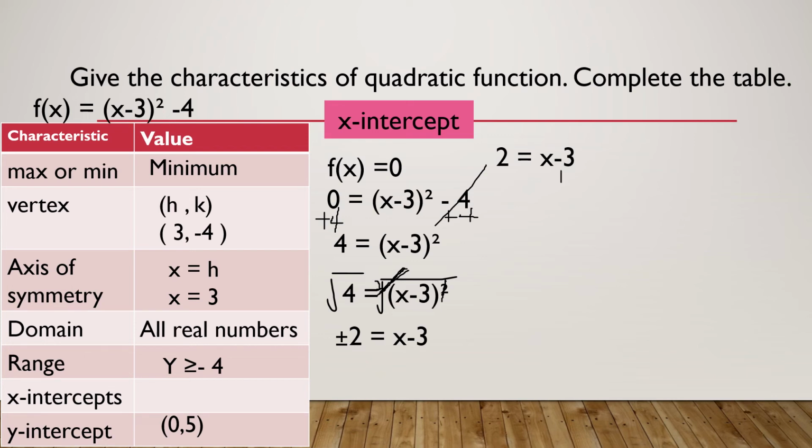And then, we need to solve for x. It means, kailangan natin mag-add ng positive 3 on both sides of the equation. And this becomes 0. And then, x is equal to 5. So, ito ngayon ang isa sa mga x-intercept natin. That is 5, 0.